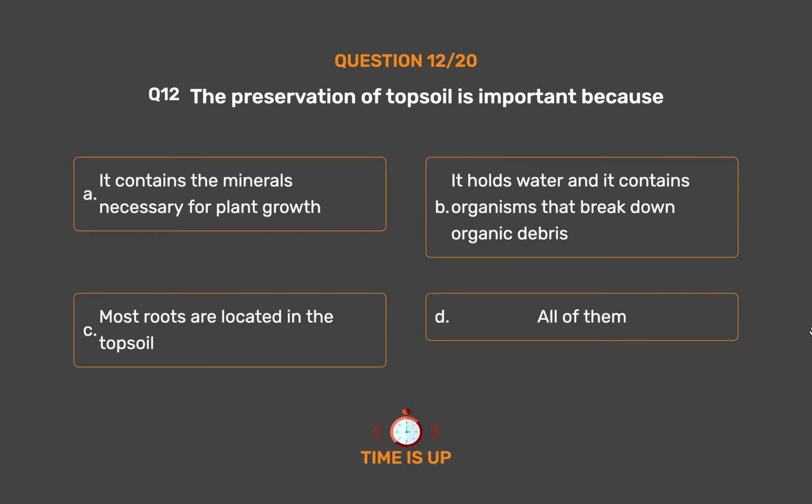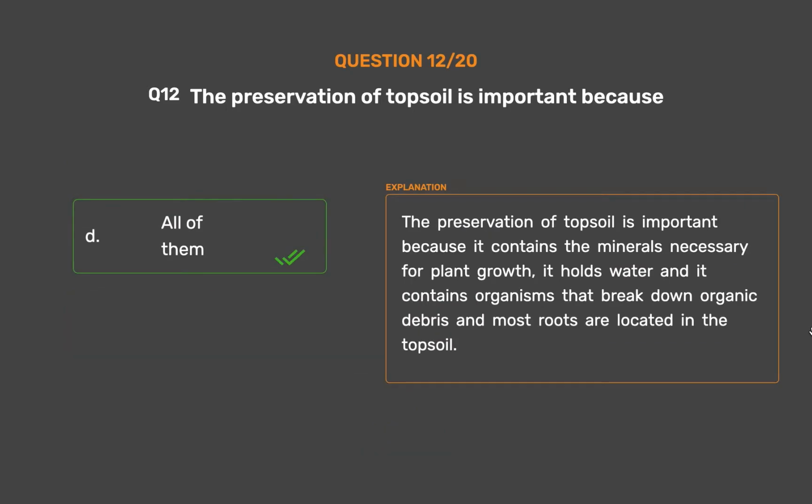The correct answer is option D. All of them. The preservation of topsoil is important because it contains the minerals necessary for plant growth. It holds water and it contains organisms that break down organic debris, and most roots are located in the topsoil.